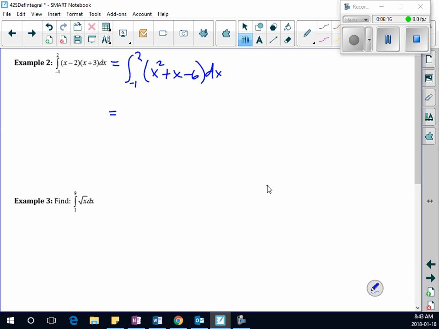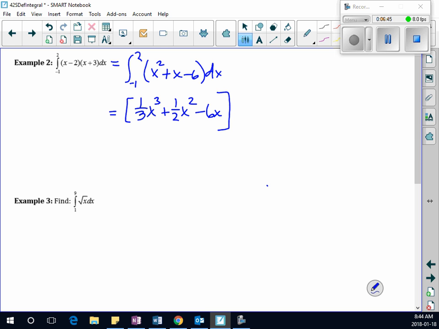So add 1 to the exponent, so that is x to the power 3, and then you have to divide or multiply by the reciprocal if you want. I'm going to multiply by the reciprocal, so 1/3 x cubed. Add 1 to that exponent, so I get 2, and then I multiply by the reciprocal, and then add 1 to 0, and you get x to the power 1.